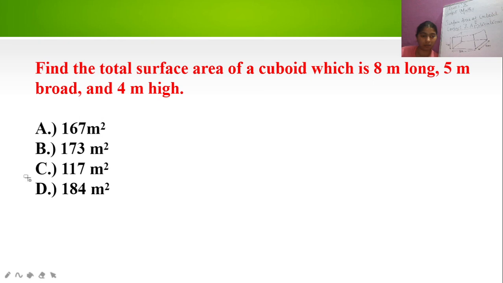Yes, okay, very good students. So in the end, option D is the correct answer. So check your answer and match it. Did you get the same answer or not?